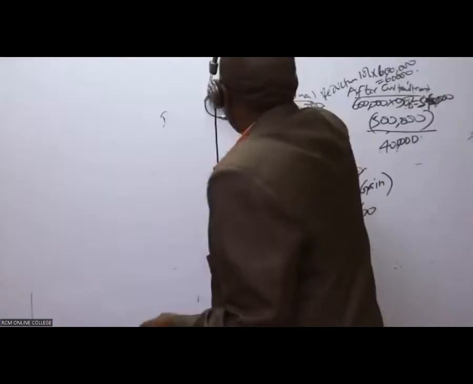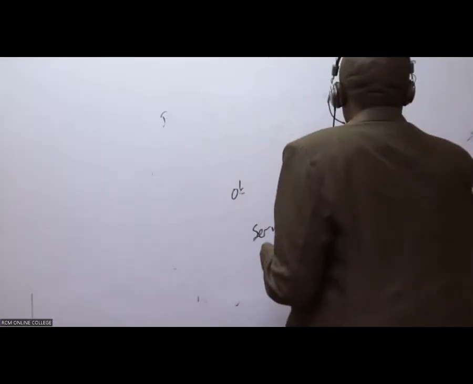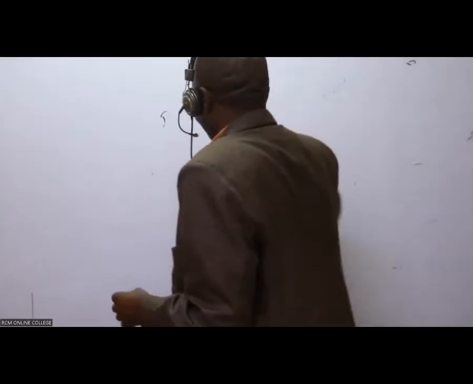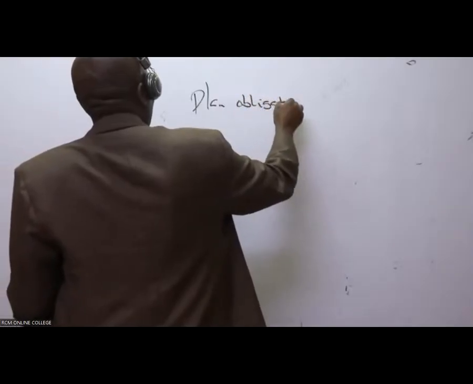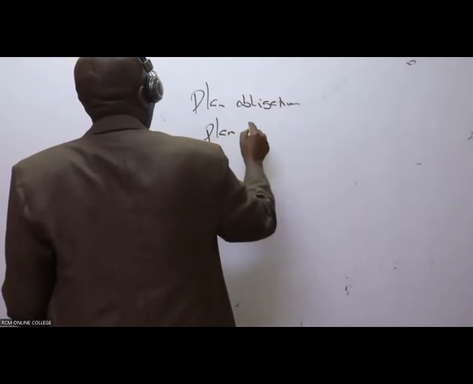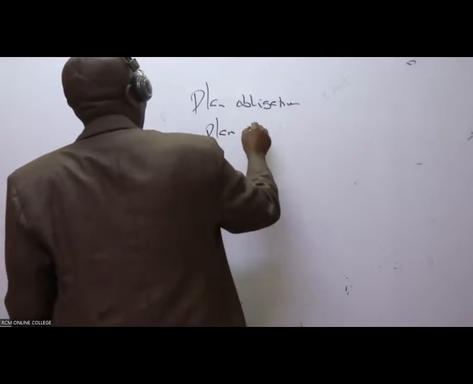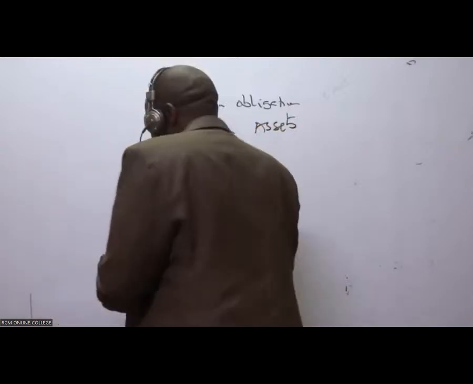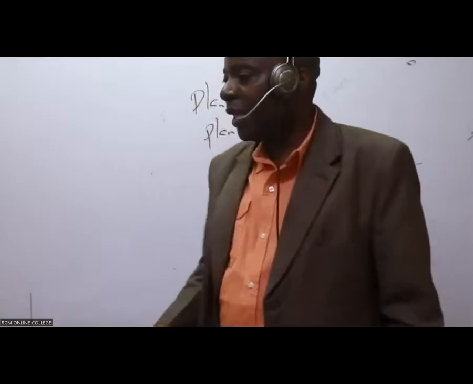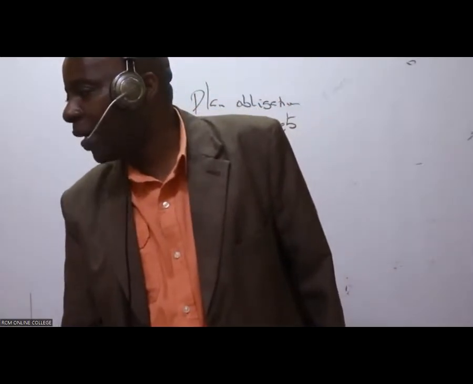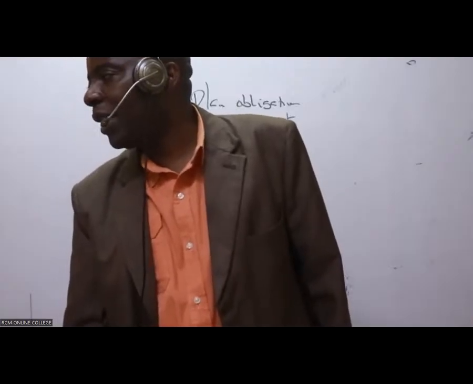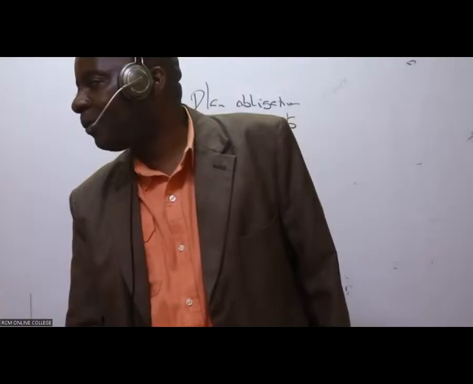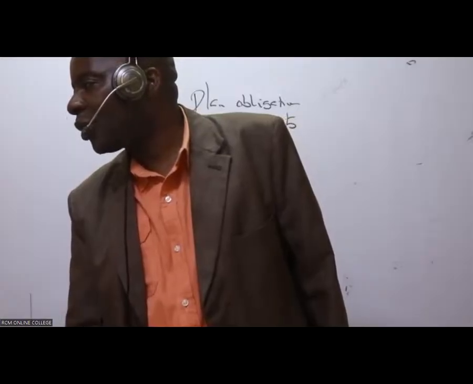So we have here the plan obligation versus the plan assets. So the plan obligation, what do we have here at the end of the day? The plan obligation is 800.